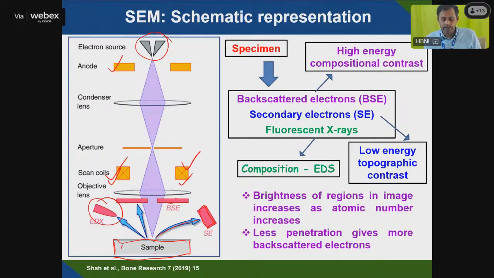So mainly you are using three things: backscatter electrons, secondary electrons, and fluorescence X-rays. The high-energy backscatter electrons give you compositional contrast, and the low-energy secondary electrons give you topographic contrast. Then you have the X-ray for composition analysis; you use that to determine the composition of the sample.